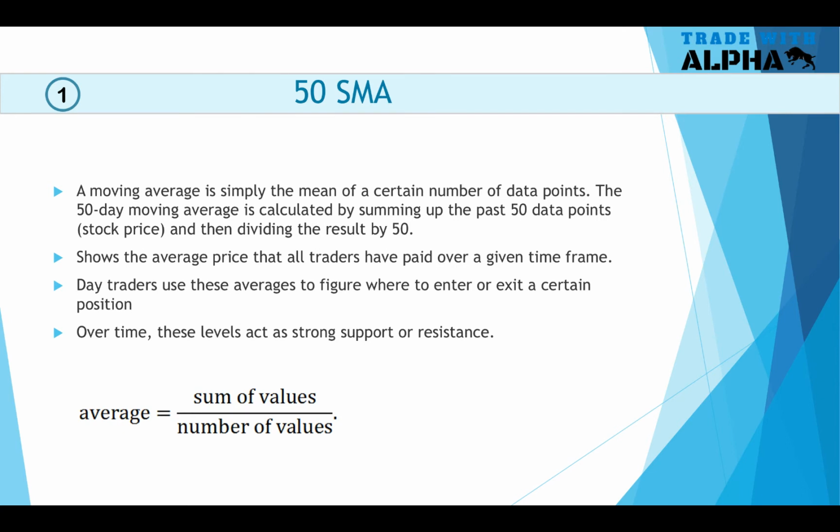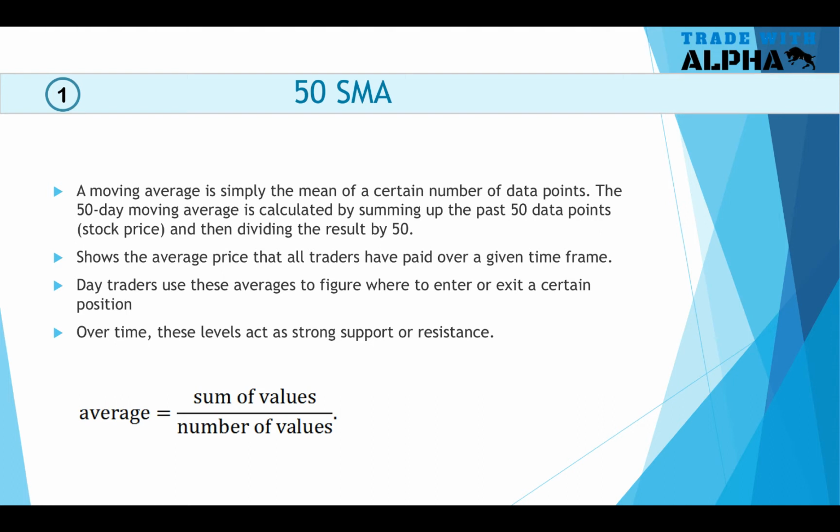The first indicator I'd like to go over is a 50 simple moving average. A moving average is simply the mean of a certain number of data points. The 50-day moving average is calculated by summing up the past 50 data points and then dividing the result by 50. So it's looking at the price action over the past 50 days, adding that together and then dividing it by 50 days. Why 50 days?